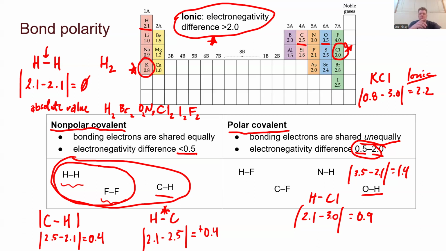So what we're looking at with these numbers is we're not looking to classify compounds. We're looking to classify specific bonds. So if you're trying to think of something like CH4 as an example, you have to know what that molecule looks like and which atoms are bonded to one another in order to answer what the polarity of the different bonds is.